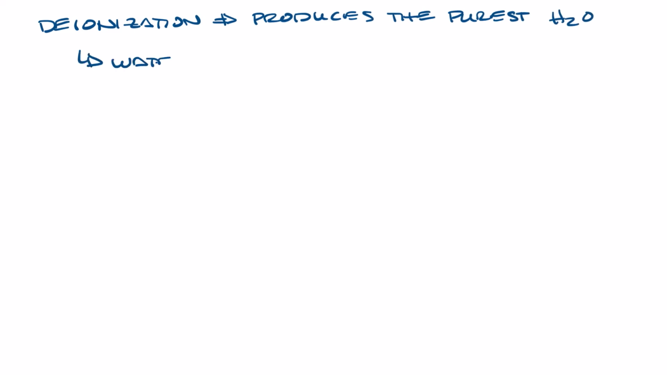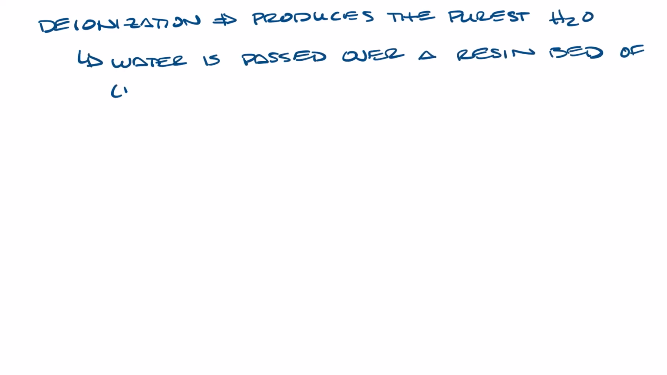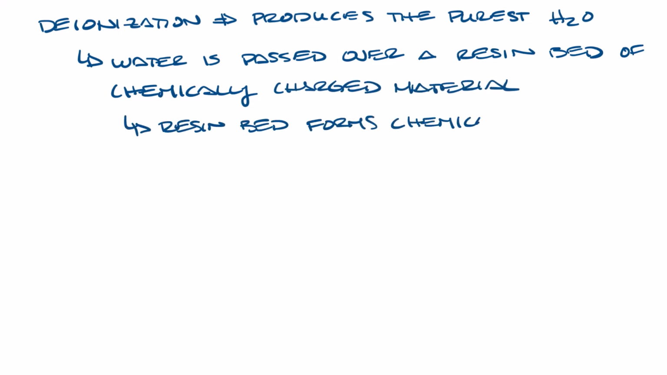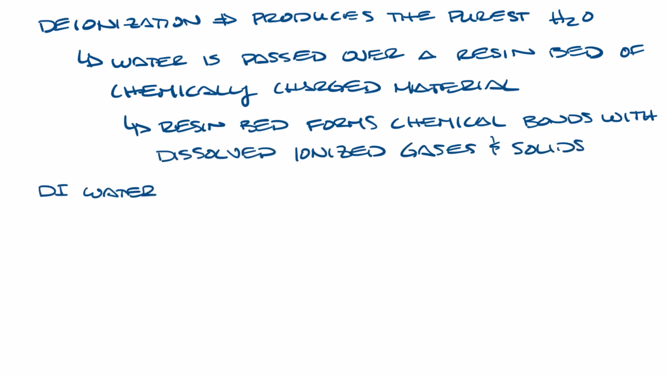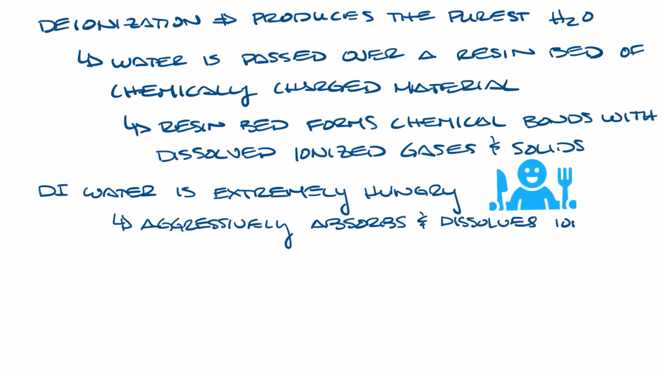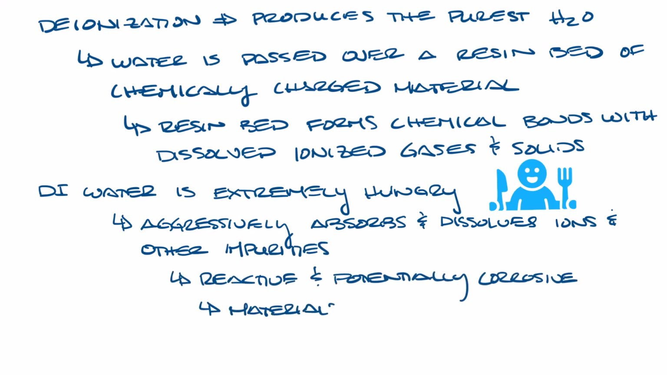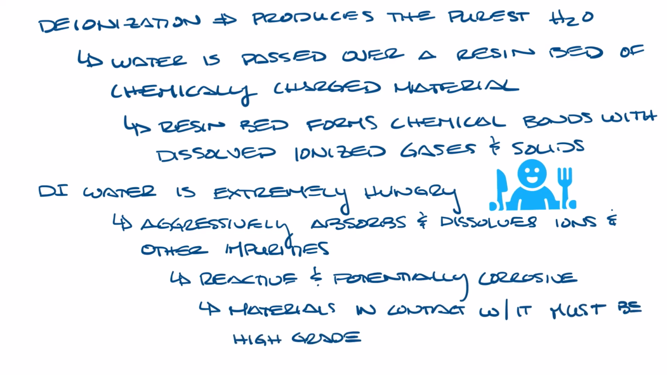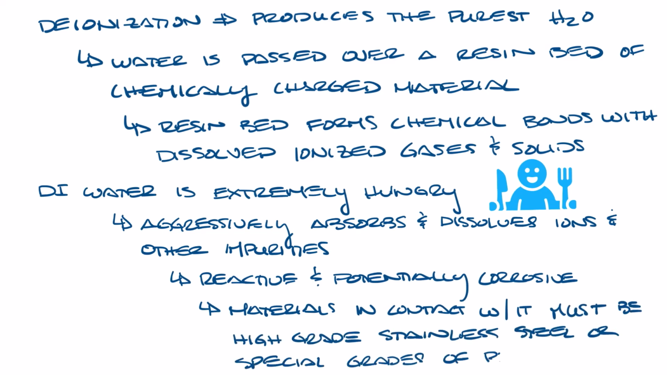Another treatment method is deionization. The deionization process produces the purest water. In this process, water is passed over a resin bed made of a chemically charged material. The resin bed attacks and forms chemical bonds with all the dissolved ionized gases and solids. DI water is extremely hungry, meaning it aggressively absorbs and dissolves ions and other impurities, making it reactive and potentially corrosive. So materials coming in contact with it must be made of high-grade stainless steel or special grades of plastic.